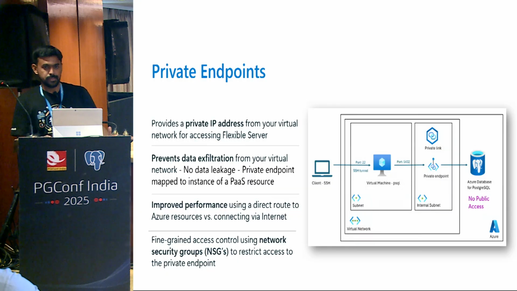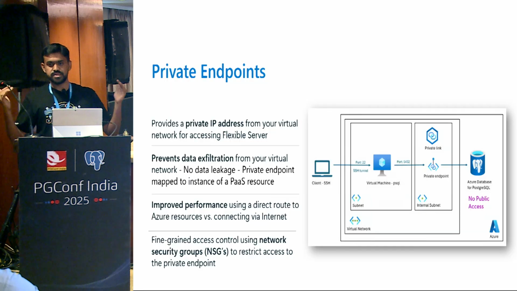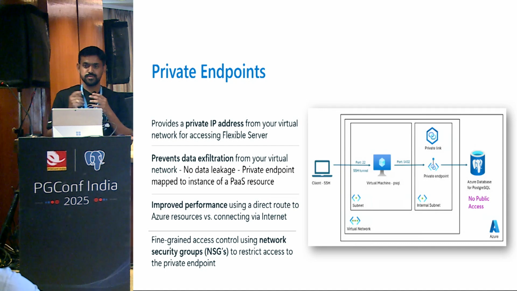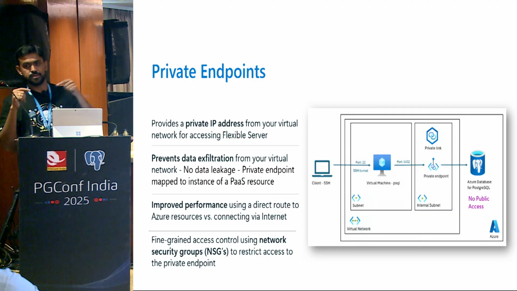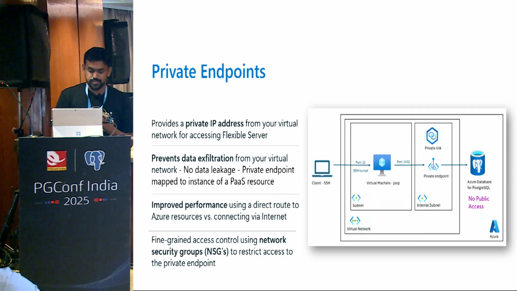One is directly injecting your flexible server inside a particular VNet and subnet. By doing that, you're cut off from all the public IPs. No public IP can connect to your machine in that way. And also by doing that, you can define your own network security groups, which is going to be an ACL, or an access control, for what connections can come in and what connections can go out from the subnet. You have complete fine-grained control.